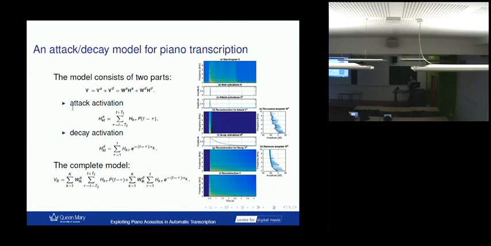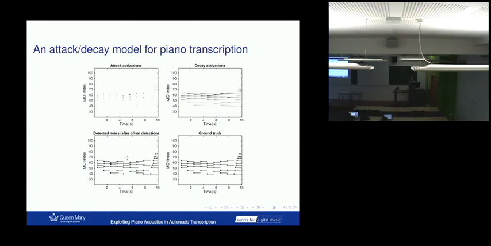Then for the attack activation, this is the note activation and this is the attack activation. This is kind of a convolution between the note activation and the attack envelope. Then the decaying activation is just like this. We assume it decays forever and it decays exponentially. Then this is the whole system.